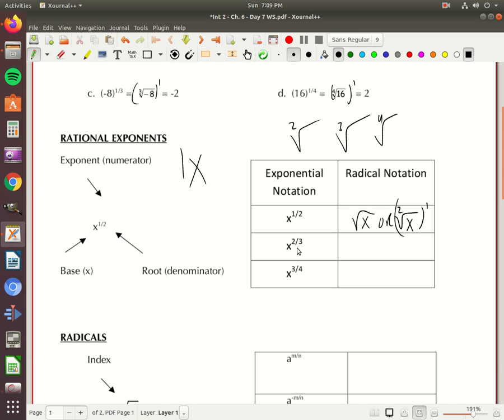But on this one, what we're saying is you have to put the 3 and the 2. Because if you don't put anything, this is assumed to be a 2 and this is assumed to be a 1.